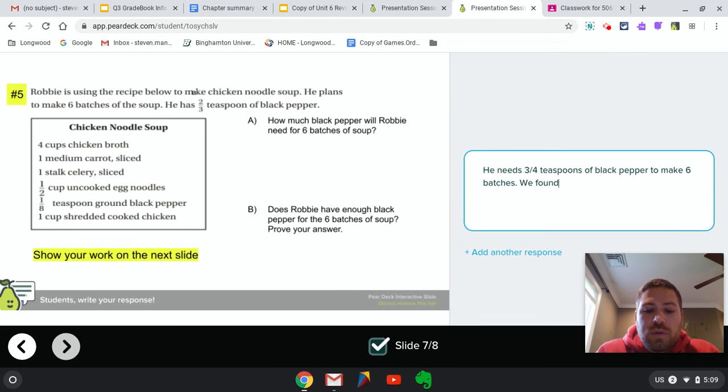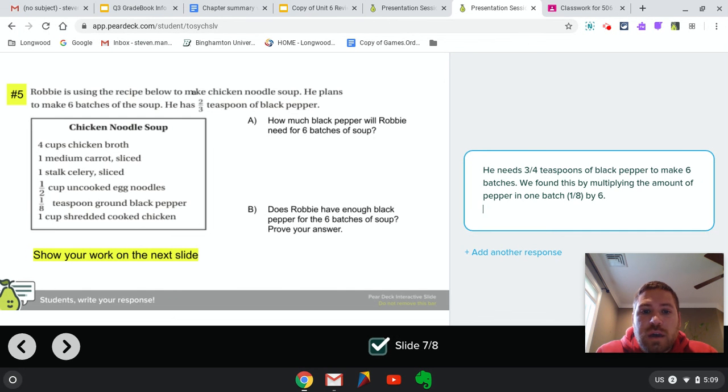We found this by multiplying the amount of pepper, oh boy, I can't type today, in one batch by 6. And I'm just going to put here in parentheses so we know that in one batch it was 1/8 teaspoon of pepper that we multiplied by 6. So that's part A. Just said how we did that, which again was pretty straightforward, right? And now we're going to do part B.